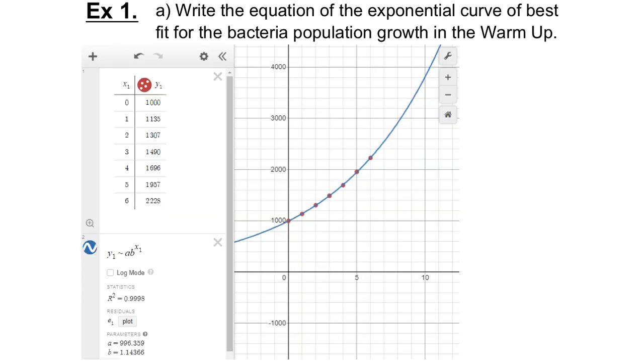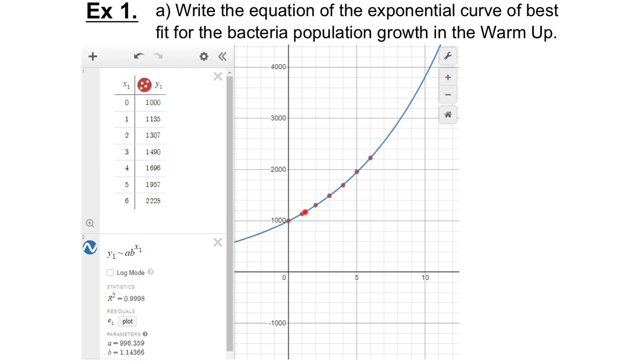So here's the example. We're going to write the equation of the exponential curve of best fit for the bacteria population growth in the warm-up. So we've already inputted our table of values. We've got the number of hours, and we've got the bacteria population. When you input the table of values, you will get those points plotted on the scatter plot. Now I've adjusted the scale on the x and y axes so that you can see it.